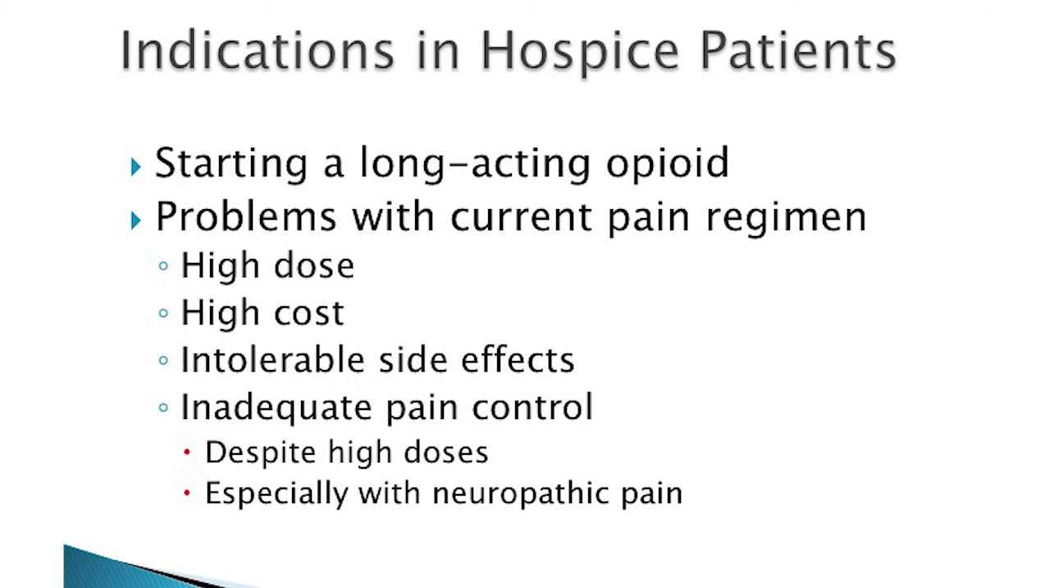Next would be if the patient has intolerable side effects on their current regimen, if their nausea or confusion or constipation becomes unmanageable, it's possible methadone would not have the same severity of side effects. And finally, if the current pain regimen is not providing adequate pain control for the patient, even though doses keep escalating, you keep increasing the morphine or oxycodone, and they're still not getting relief. This is especially true with the patients with neuropathic pain. That comes from that NMDA receptor antagonism that makes it unique among the narcotics.